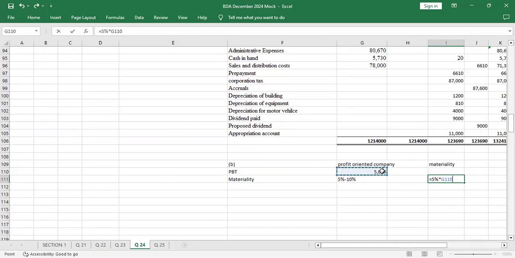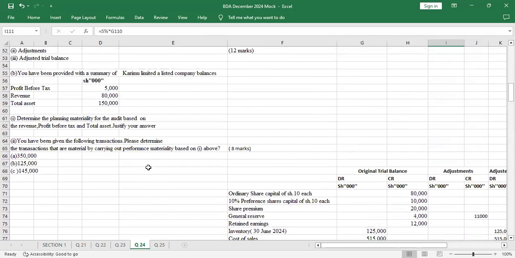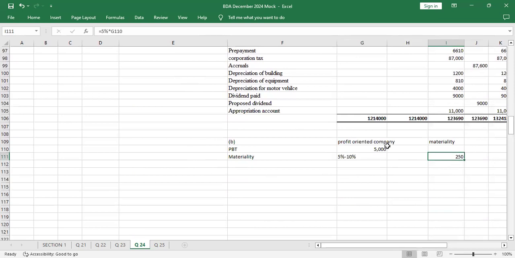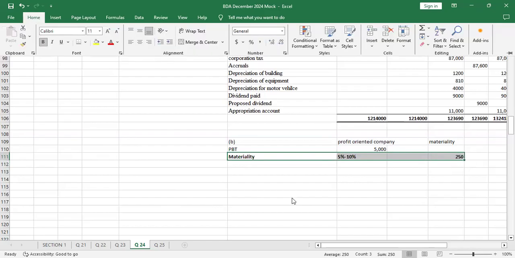times 5,000. Yeah, so materiality will be 250. Materiality will be 250. And there you get your answer. You have determined the planning materiality for the audit, and I've justified my answer by stating that this is a profit-oriented company. That's why I'm using profit before tax, and I've used the 5% because this is a listed company. So once you get 250, you have justified your answer. So the correct answer here is that materiality was 250.